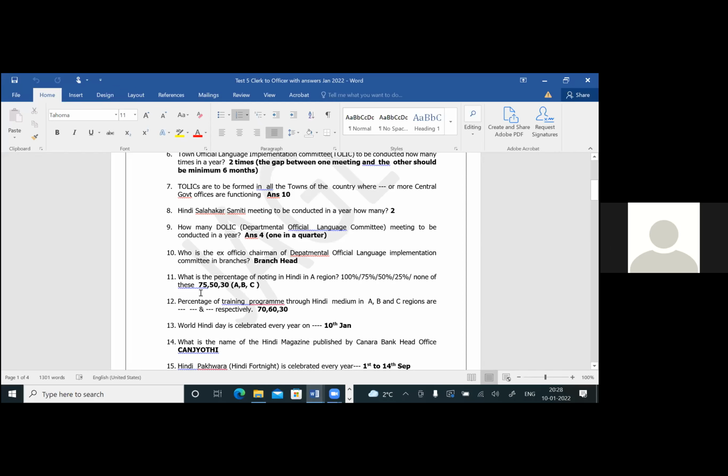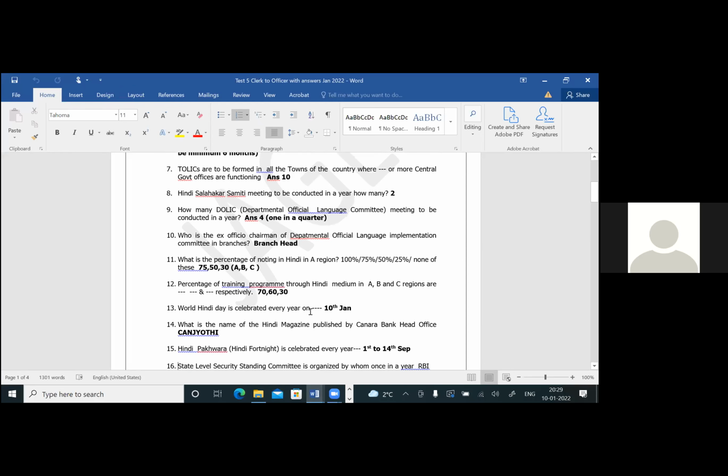So here, for noting, you see 75, 50, 30, and here, for training, you got 70, 60, 30. For C region, in both places, it is 30%. So remember it, and answer the question accordingly.